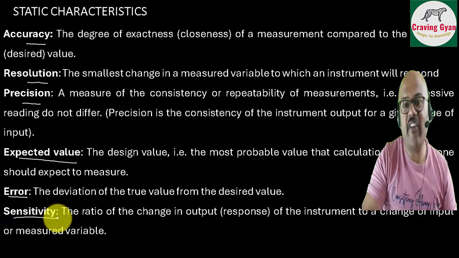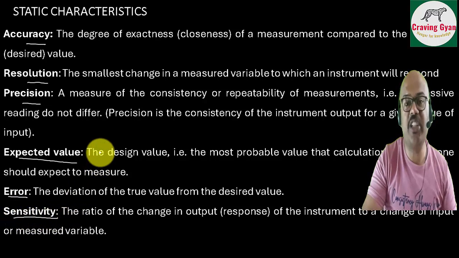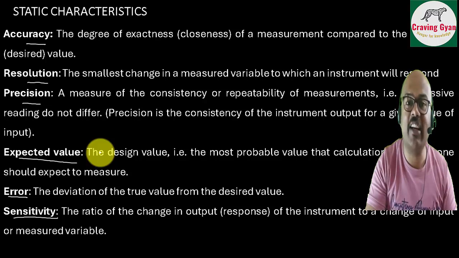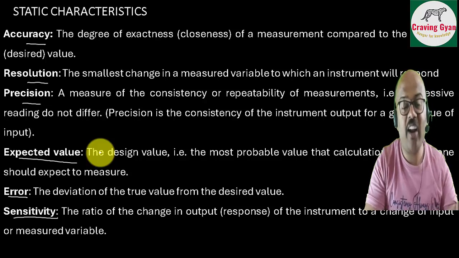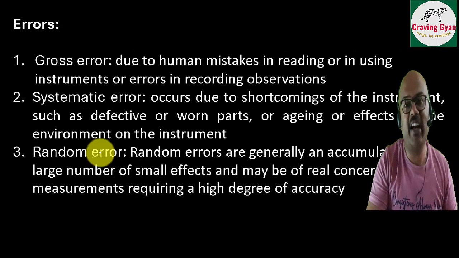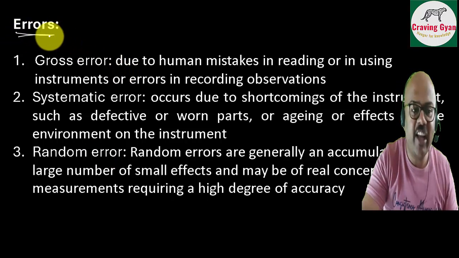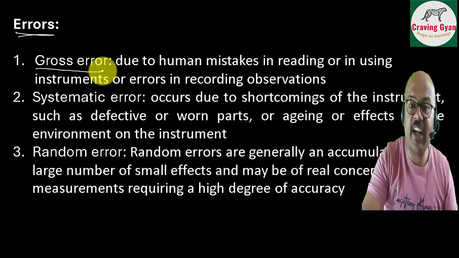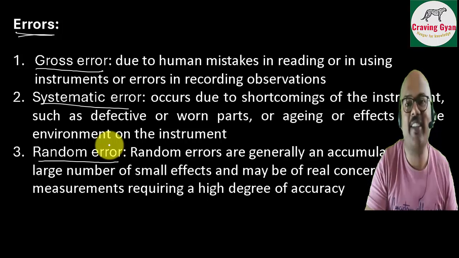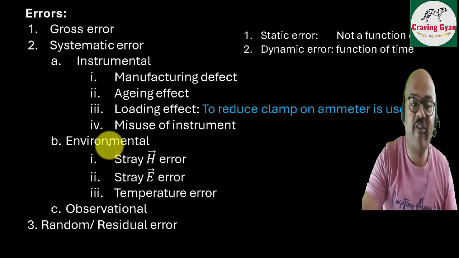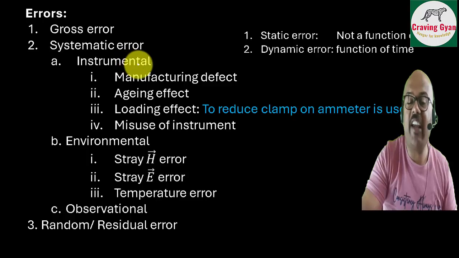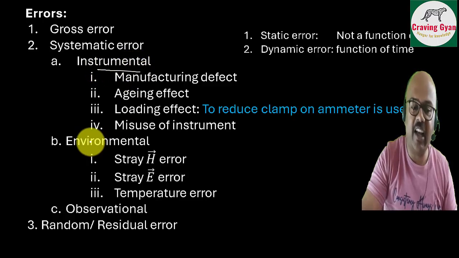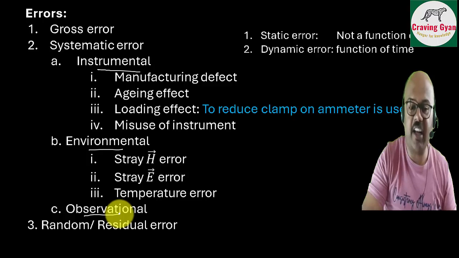What do you mean by sensitivity? How sensitivity and resolution will affect the system or the measuring unit, and based on these things you are going to decide the voltmeter, ammeter, or any meter of your choice. In the case of error, you can classify it as gross error, systematic error, as well as random error or residual error. And in the case of systematic error, you have further classification as instrumental error, environmental error, and observational error.